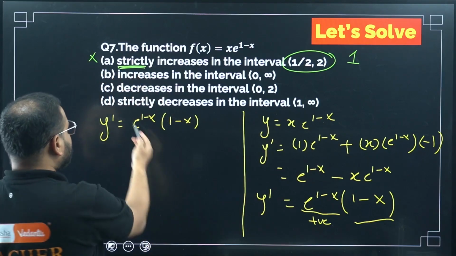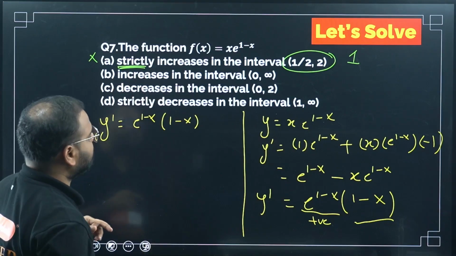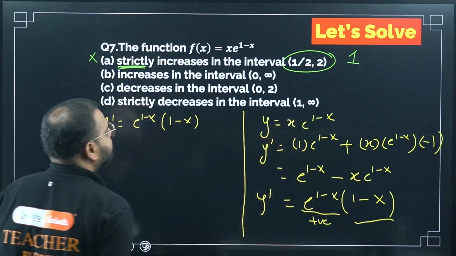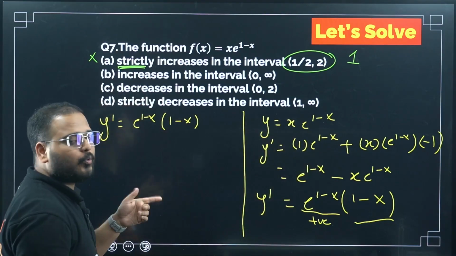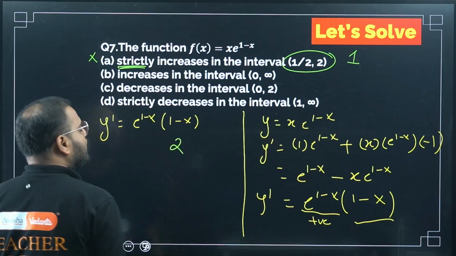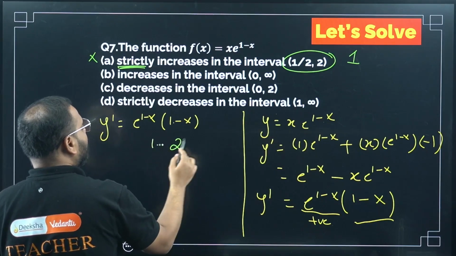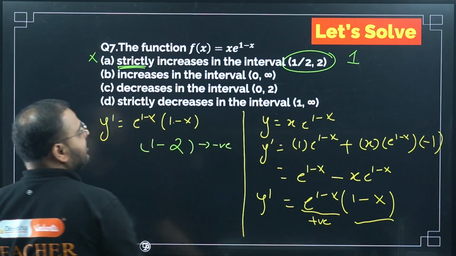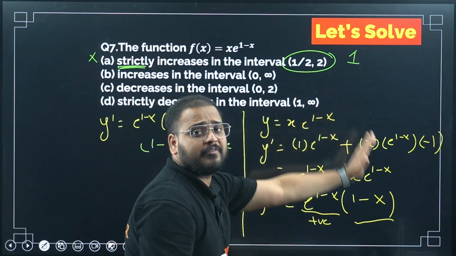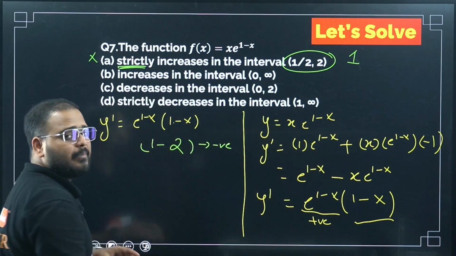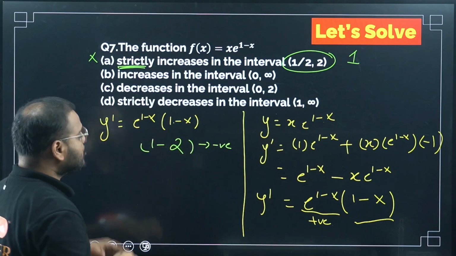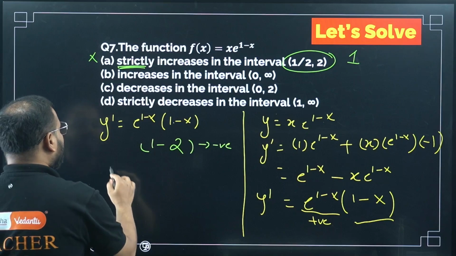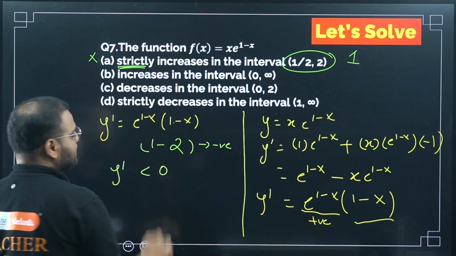Okay. Now look at option D. From 1 to infinity, what will happen? 1 to infinity means a number 2 can be taken. Take number 2 here. 1 minus 2 will become what? Negative. For any number I keep taking from 1 to infinity, this part 1 minus x will be negative. This is always positive. So what I'm trying to say here is y dash will always be less than 0.